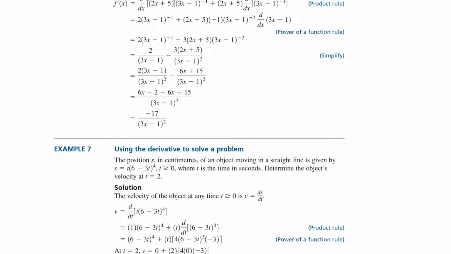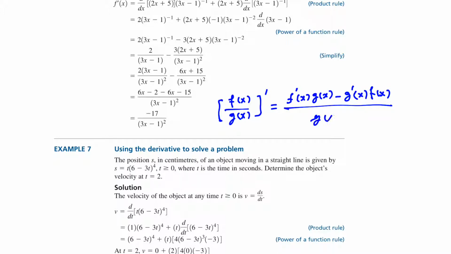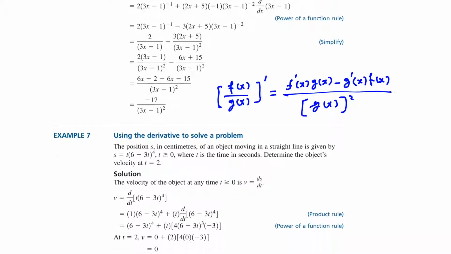Generally speaking, if a function is in the form of f of x divided by g of x, if we write the function as f of x times g of x to the power of negative 1 and apply the product rule and the power rule, the derivative would be f prime of x times g of x minus g prime of x times f of x divided by g of x to the power of 2. This is called quotient rule.